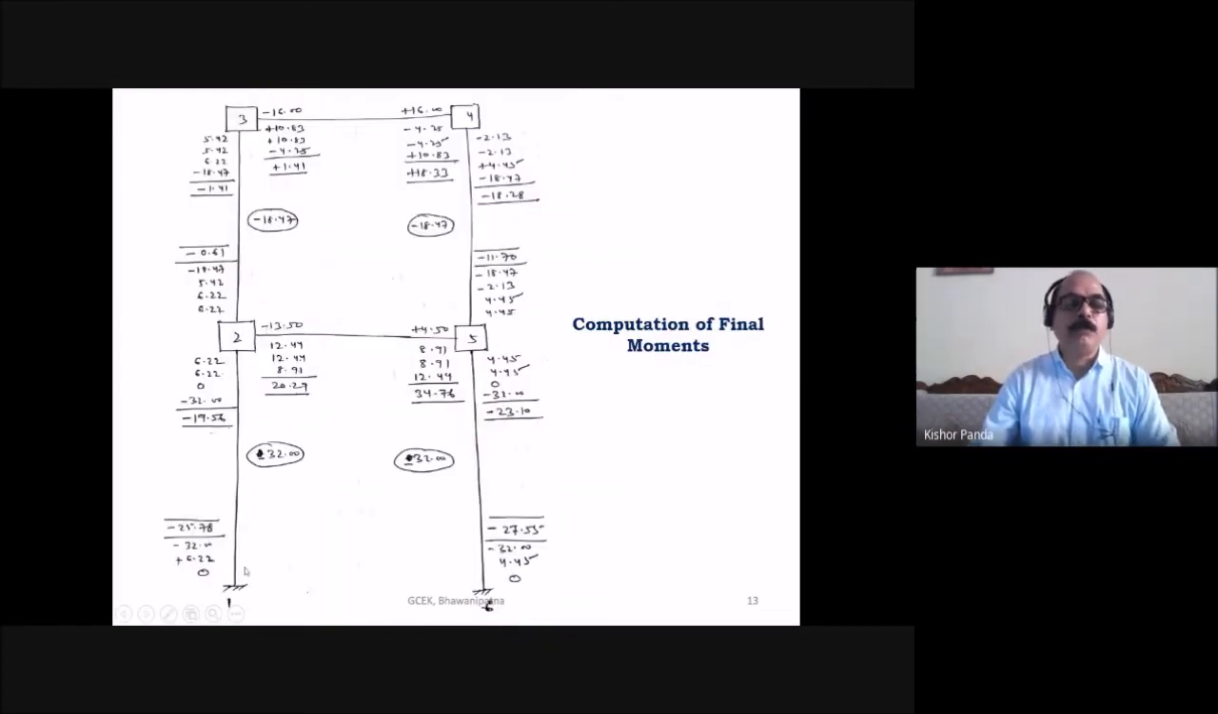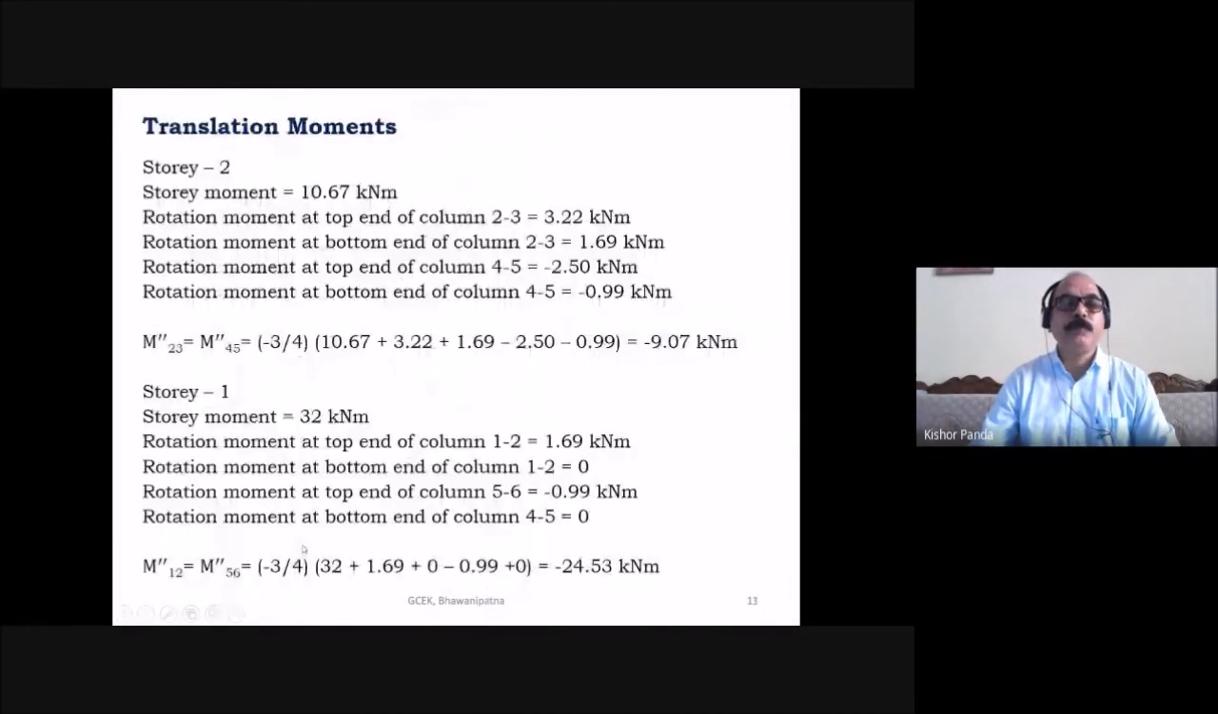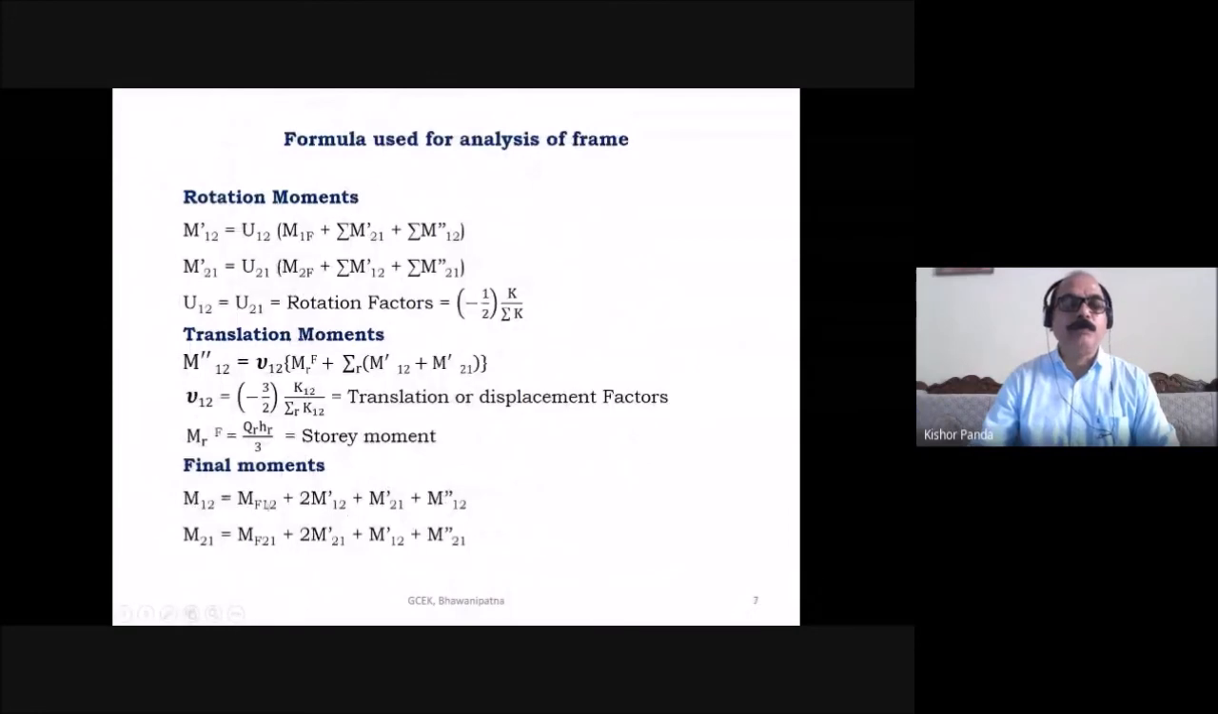Here you see the formula you have to use: M12 is equal to M-fixed 12, plus 2 times the near end rotation moment, plus the far end rotation moment, plus the translation moment. But the translation moment you do not consider for the horizontal member. For the vertical member, you use the fixed end moment, twice the near end rotation moment, once the far end rotation moment, and the translation moment.